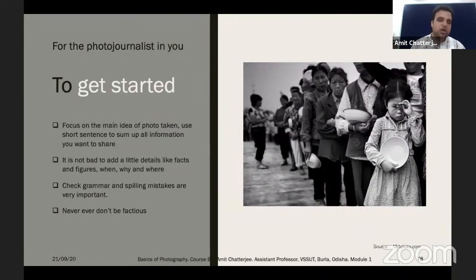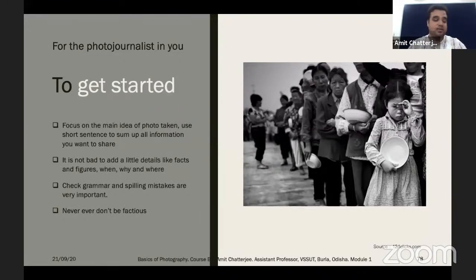One is to focus on the main idea of the photo that has been taken. Always focus on the main idea. Second, it's not bad to add a little detail, and photojournalism really need not be pretty all the time. You do not have to make it pretty. In photojournalism, the focus is on the subject, on what you want to convey and how well you have conveyed it. It doesn't matter if the photo is pretty or not. In fact, some of the best photojournalism photographs from war are not pretty at all, but they convey the feeling, they convey the emotion, they tell a story. That is what makes them great photojournalism.